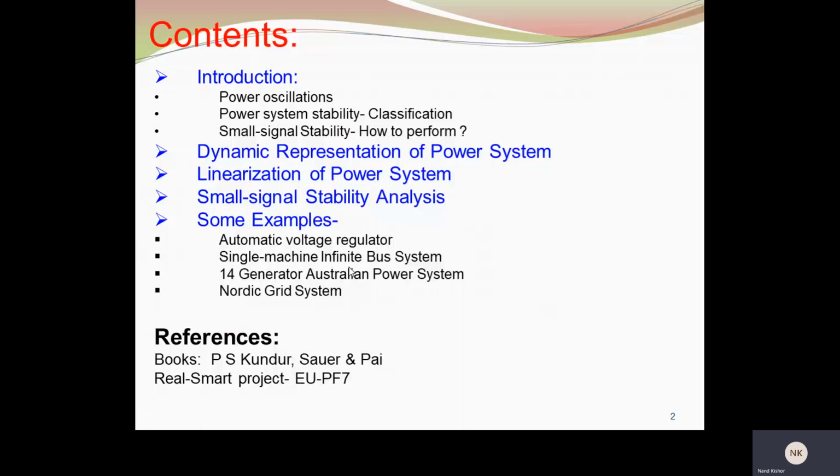So how do we perform the small signal stability analysis for a large network? For this case, we have the examples of a 14 generator Australian power grid, and another one, the Nordic power grid. And to prepare this lecture, the slides that I have in the lecture, the books by P.S. Kundur and Sauer and Pai have been referred. And some part of the publications or the work carried out in the Real Smart project, that is European Union Framework Program 7, has also been used as a reference in the preparation of these lecture slides.